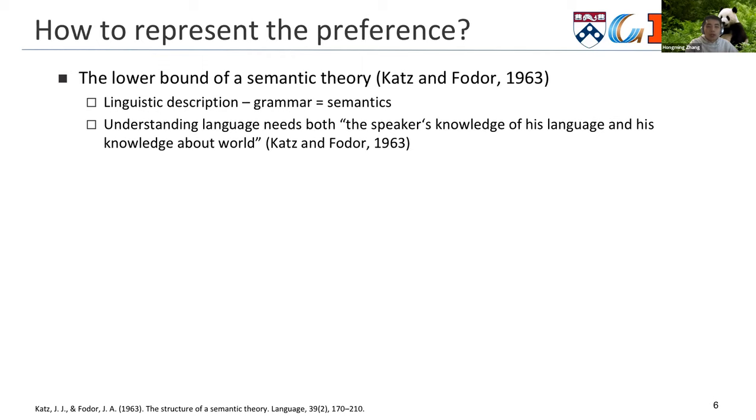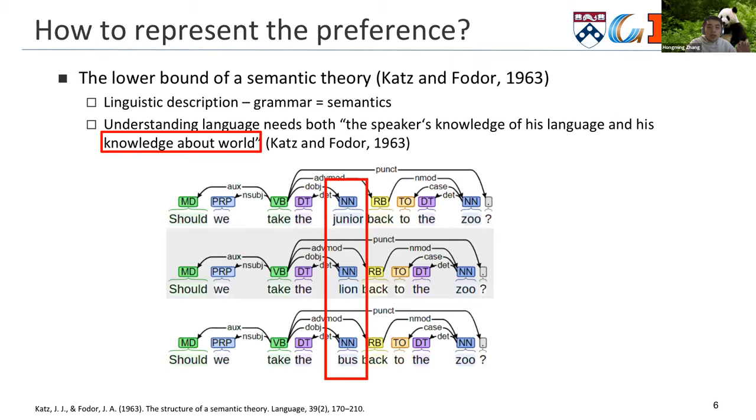Here are some examples. There are three sentences. Should we take the junior back to the zoo? Should we take the lamb back to the zoo? Should we take the bus back to the zoo? These three sentences share exactly the same grammar structure, but they are describing totally different events, which may have different reasons, effects, or sub-events.